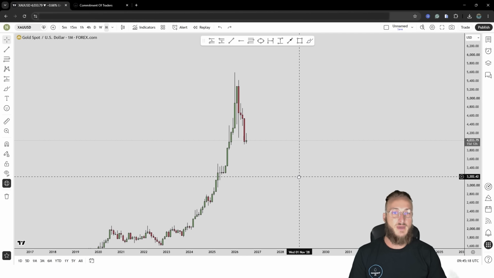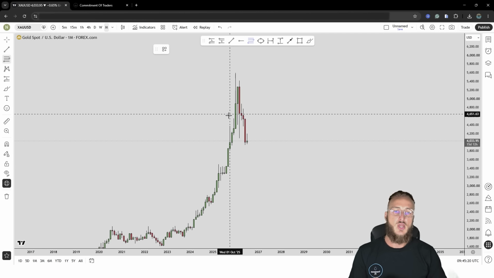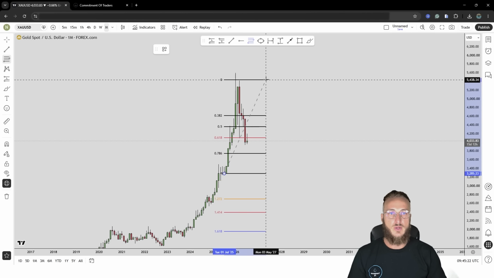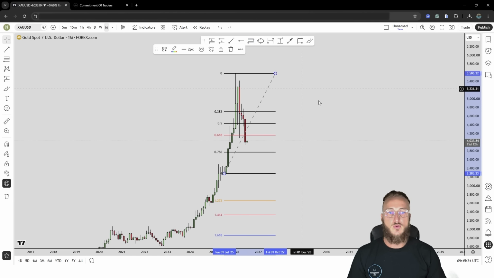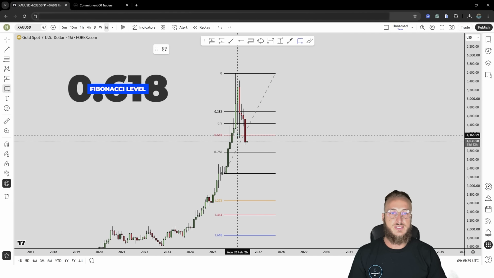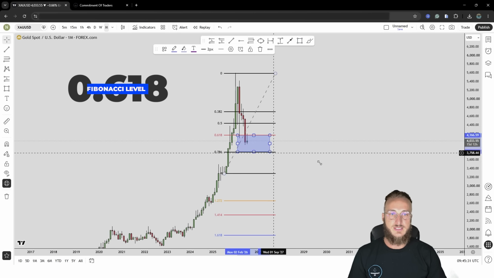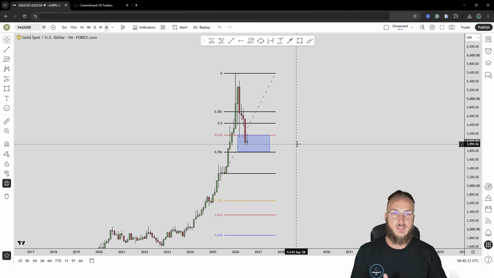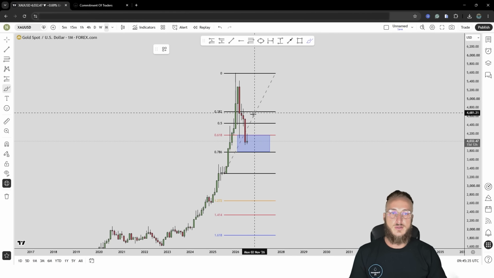Now, if we want to measure how deep this correction is, we have to take our Fibonacci from the low to the high of the impulse leg, and what we can notice is that the market at the moment is in between the 0.618 and 0.786 retracements. Now, these are the last two levels.